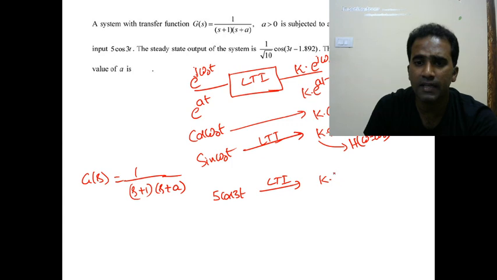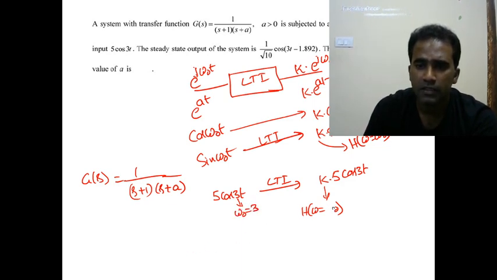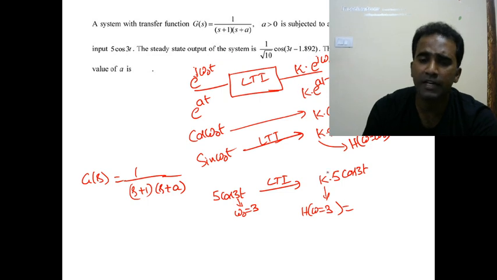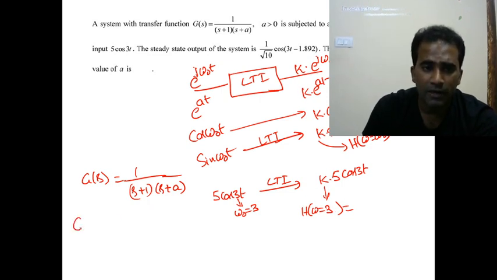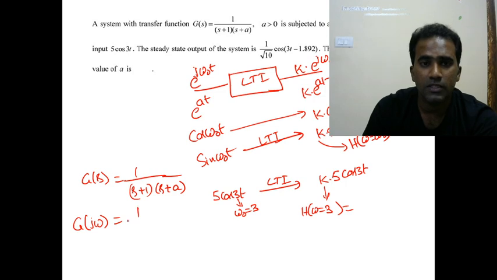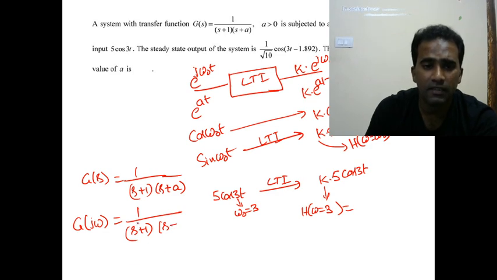The output will be a constant times 5 cos 3t, and this constant k is given as H of omega equal to omega naught. And what is that omega naught? Here you can observe that the angular frequency is omega naught equal to 3. So you can just substitute omega equal to 3 here. First of all, you should know the Fourier transform, then you can substitute omega equal to 3 and get the constant k. Right. To get the Fourier transform from the Laplace transform, you can just substitute s equal to j omega. So replace s with j omega. If you want to get the Fourier transform from the Laplace transform, replace s with j omega.